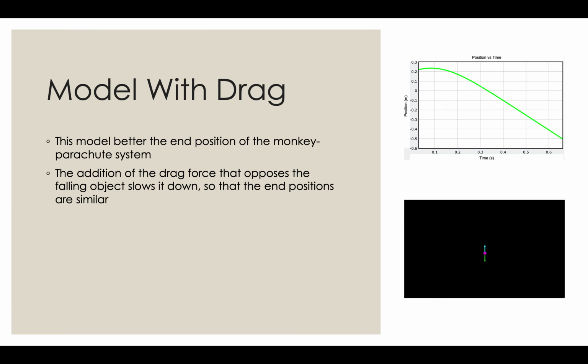I then modified the code to predict the monkey parachute system better. The addition of the drag force slows the object down, and the magnitude of the drag force constant B is determined by the mass, density, surface area, and other factors of the object. The end position of this model was almost identical to the end position of the tracker data, thus this model is much improved.